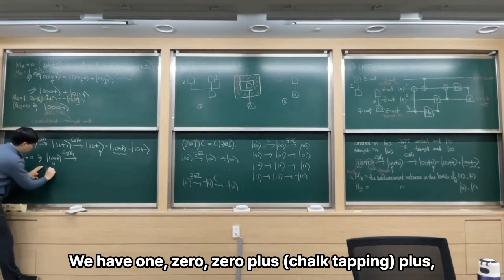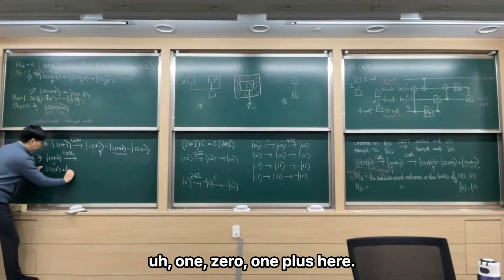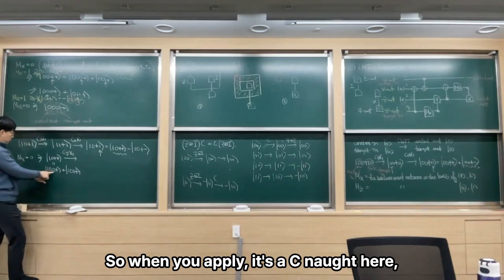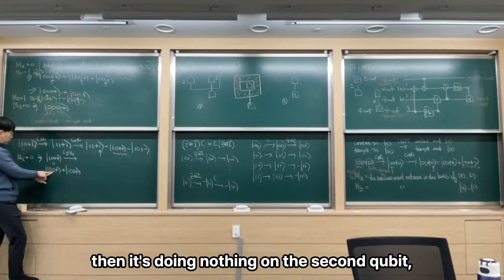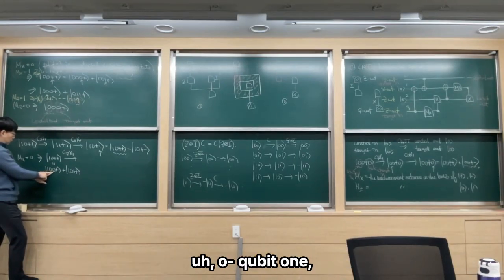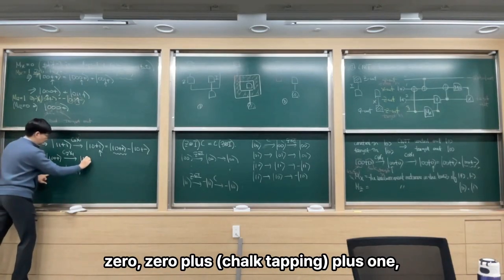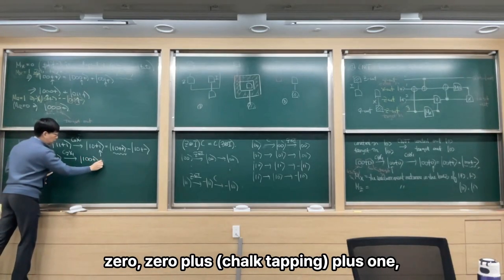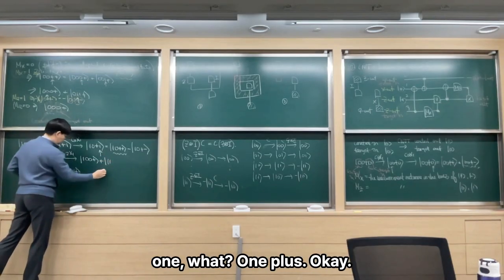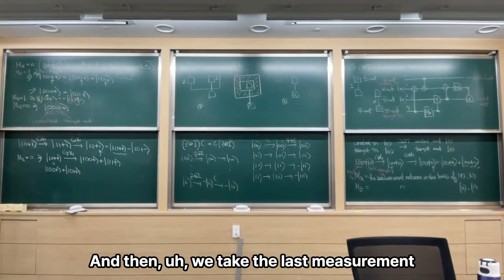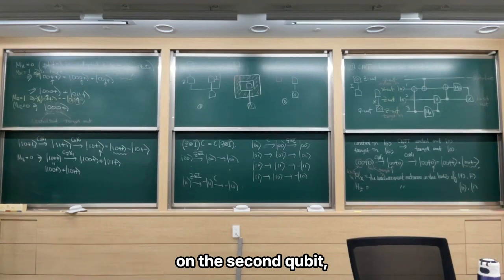We have 1, 0, 0, plus 1, 0, 1, plus here. So when you apply the C0 here, it's doing nothing on the second qubit, qubit 1. And here we change the 0 to 1, so it becomes 1, 0, 0, plus 1, 1, 1, plus. Okay? And then we take the last measurement on the second qubit.